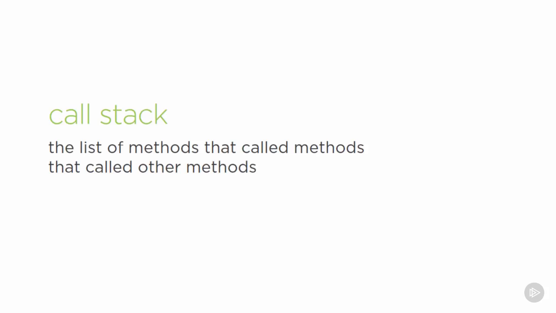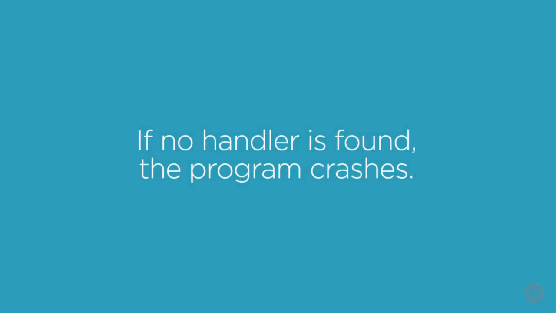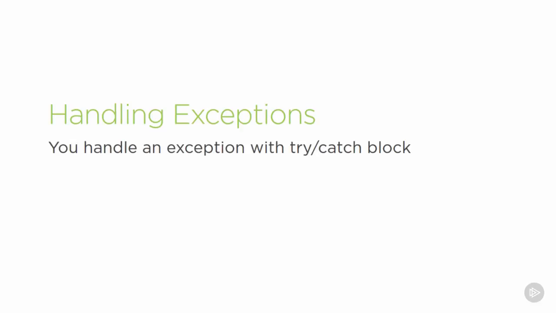Let's talk about the call stack for a moment. The call stack is a list of methods, and it tells you how you got where you are in your program. If method A calls method C, which calls method B, which calls method F, and you're in method F, then that list of methods calling each other is the call stack. An exception will unwind that call stack until it finds an exception handler. If it does not find any exception handlers, then your program is going to crash. You handle an exception by creating a try-catch block.